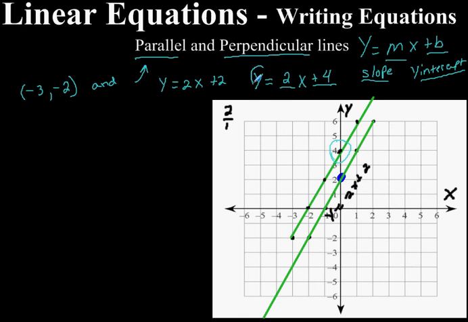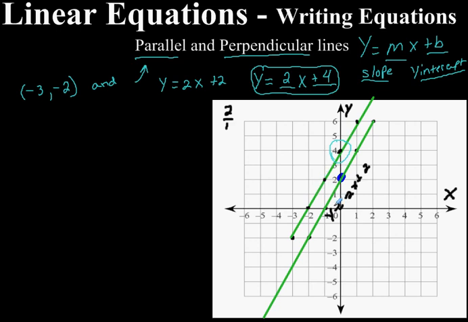So here was our made-up line. It passes through -3, -2, and is parallel to y is equal to 2x plus 2. Well, here it is. And so the equation is y is equal to 2x plus 4. Now, this has been done by looking at the graph and graphing the line.